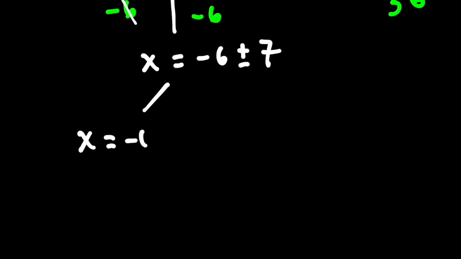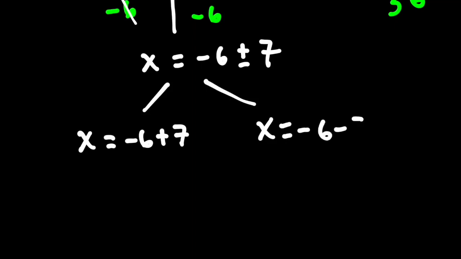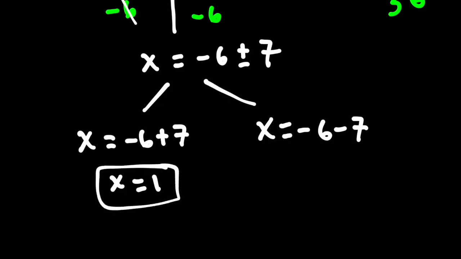Keep in mind that this is two problems in one, so I'll break this down into x equal to negative 6 plus 7 and x equal to negative 6 minus 7. Let's simplify the left equation first. So negative 6 plus 7, that's going to give me a positive 1. So the first solution is x equal to 1.